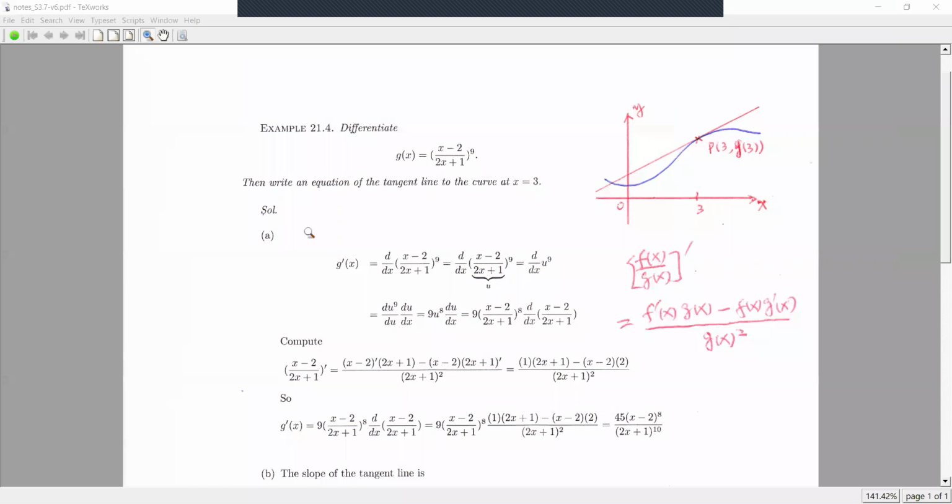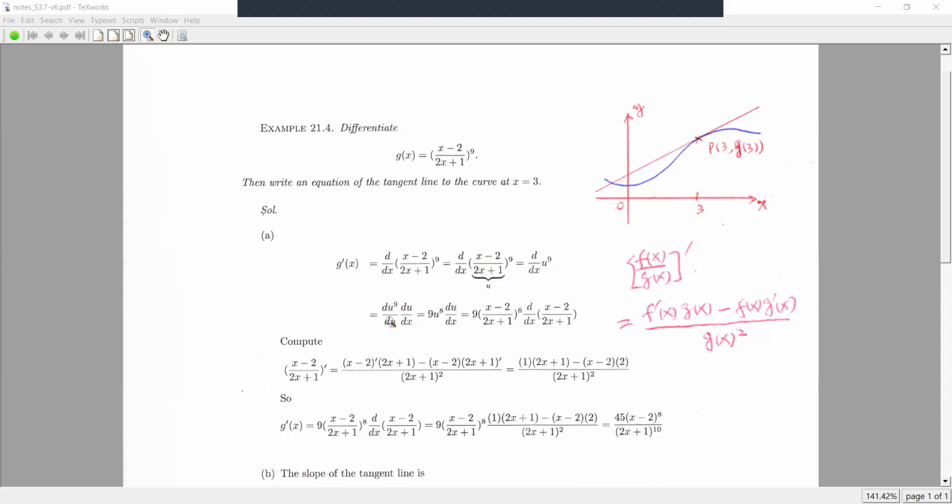Solution to part A. Compute the derivative of this function. This function is complicated, and I want to simplify the function. I let u denote x minus 2 over 2x plus 1. Then the function becomes simple. It is u to the ninth. Now compute this derivative. Because u and x are different, I use the chain rule here.